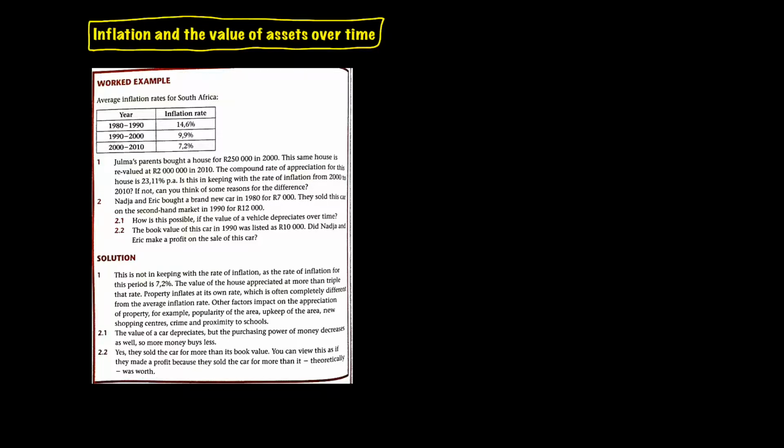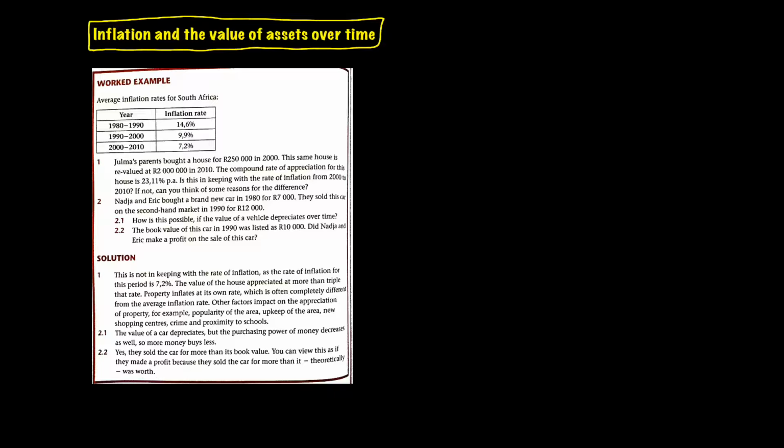Question 1, Jilma's parents bought a house for 250,000 Rand in 2000. The same house is revalued at 2 million in 2010. The compound rate of appreciation for this house is 23.11% per annum. Is this in keeping with the rate of inflation in that decade? And if not, can you think of reasons for the difference?